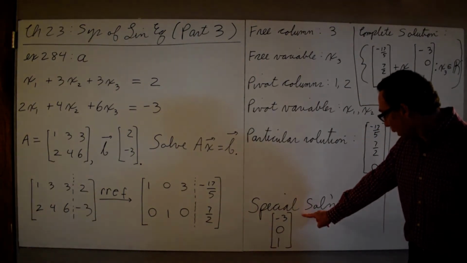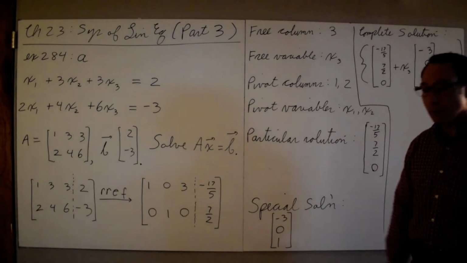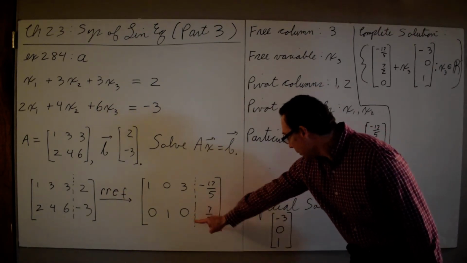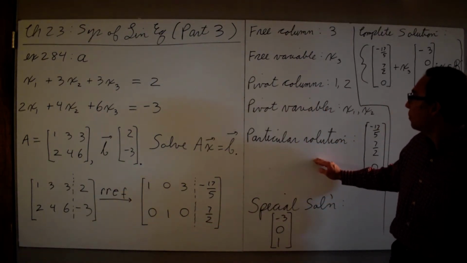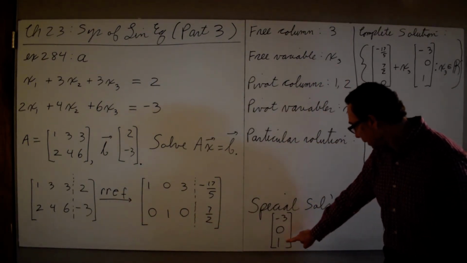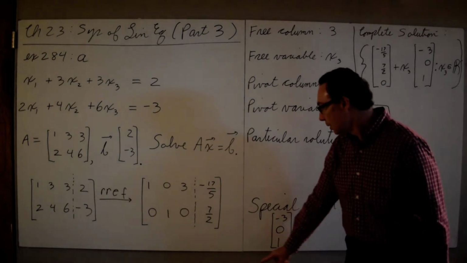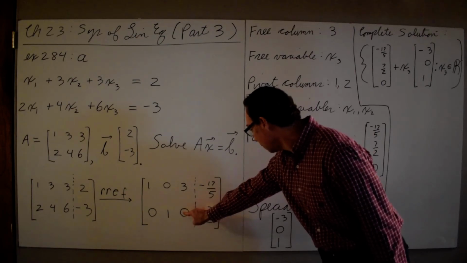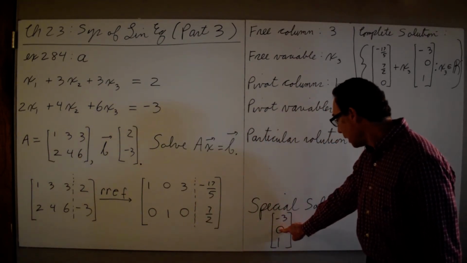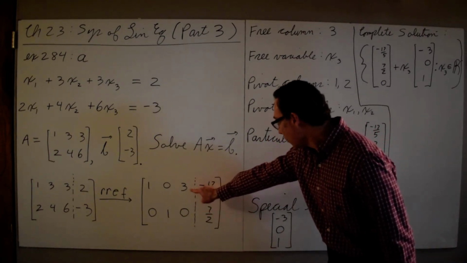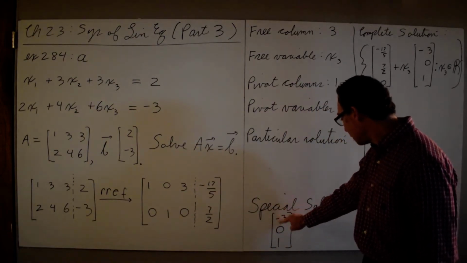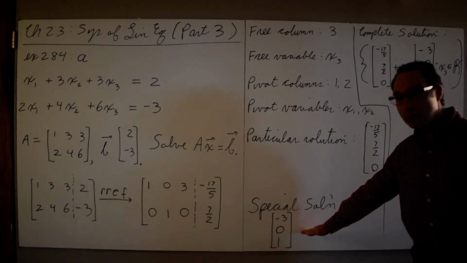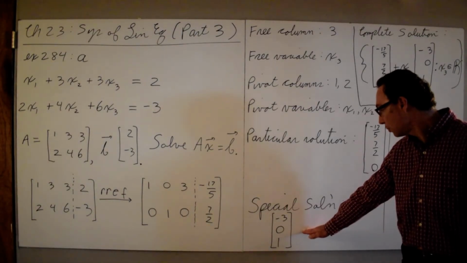So how do we find our special solution? Well, it's an element of the null space. So this time we set our free variable, which is x sub 3, equal to 1. And we look up the third column. We have 0. 0 times negative 1 is 0. We have a 3. 3 times negative 1 is negative 3. So this special solution is really just an element of the null space of the matrix.